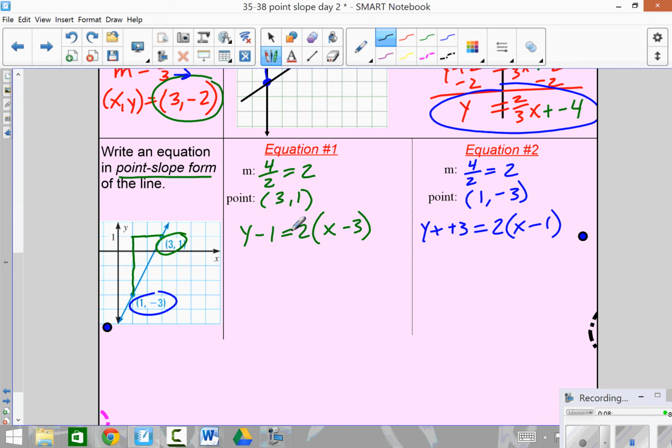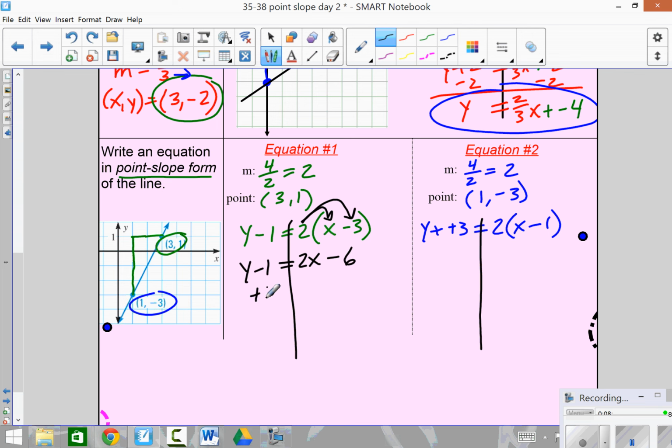Okay, and then what I want you to do, notice I have 2 different equations here because I used 2 different ordered pairs. However, when you rewrite this in slope-intercept form, they both should come out to be the same exact equation because they come from the same exact line. So let's rewrite our first one. Let's solve for y here, where you write y equals mx plus b. So 2 times x is 2x, minus 2 times 3, which is 6.